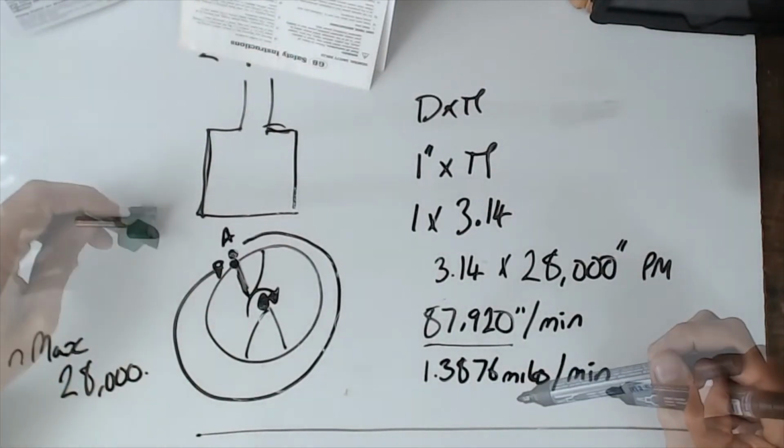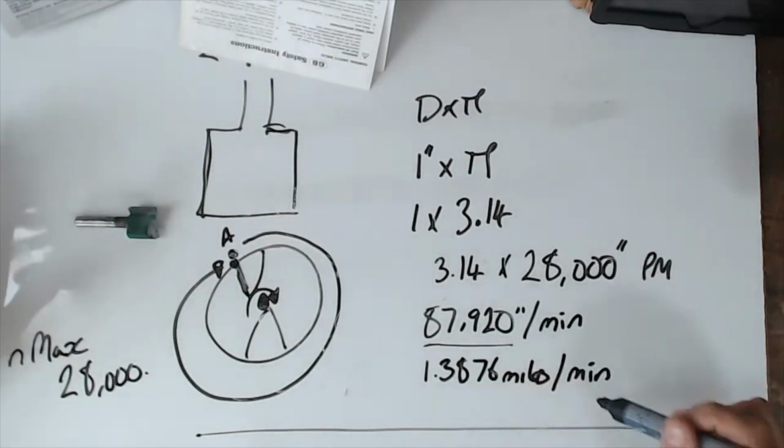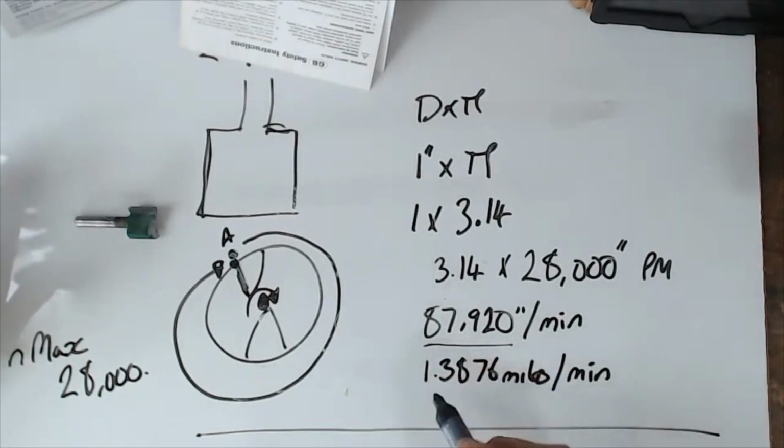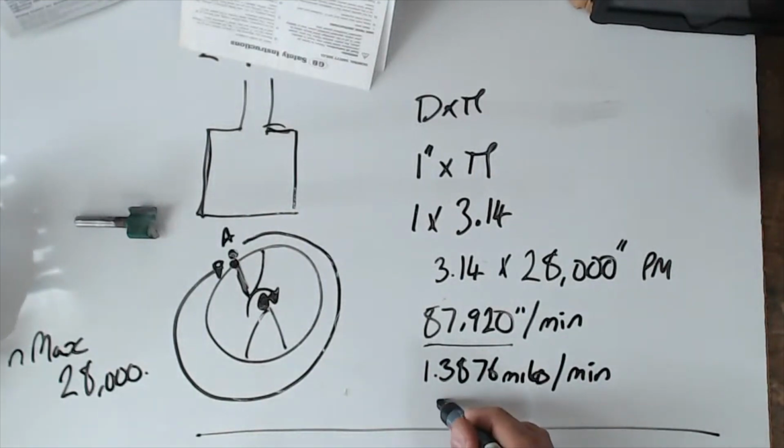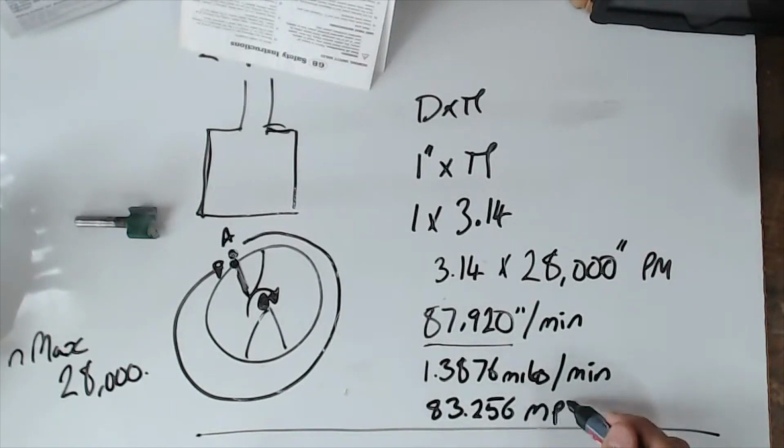Yeah. So every hour, it will do 60 times that. So if we multiply 1.3876 miles by 60, we'll get 83.256 miles per hour. A smidge over 83 miles an hour. Just let that sink in for a second. That's speeding on the motorway in the UK. That's pretty quick. We'll bear that in mind.